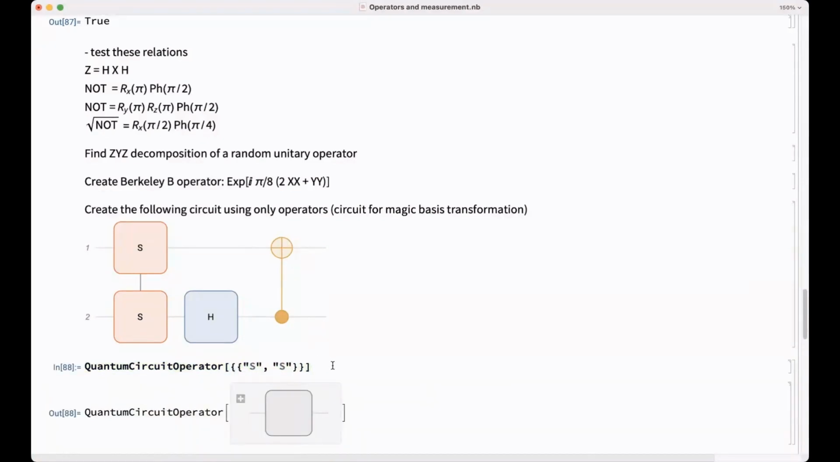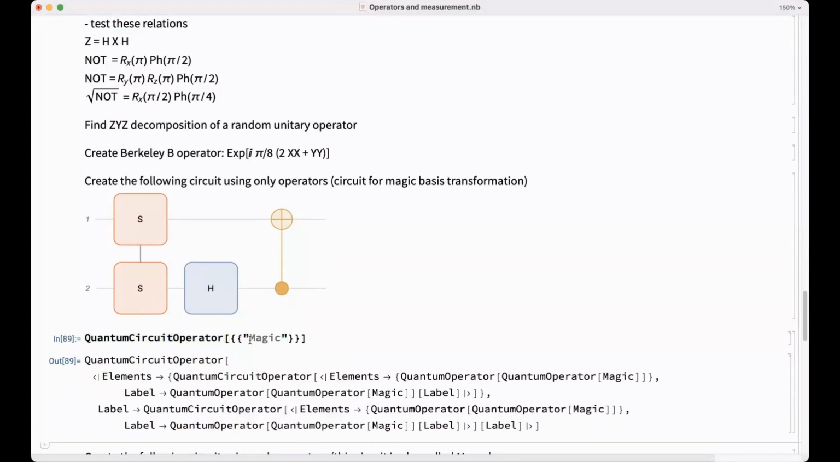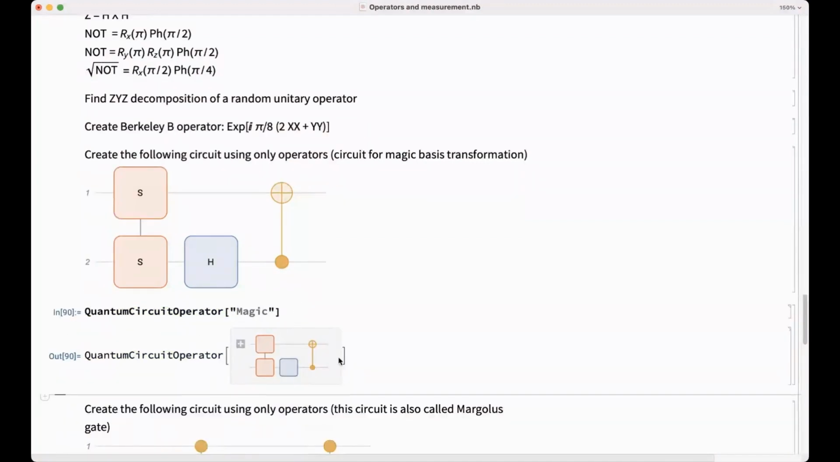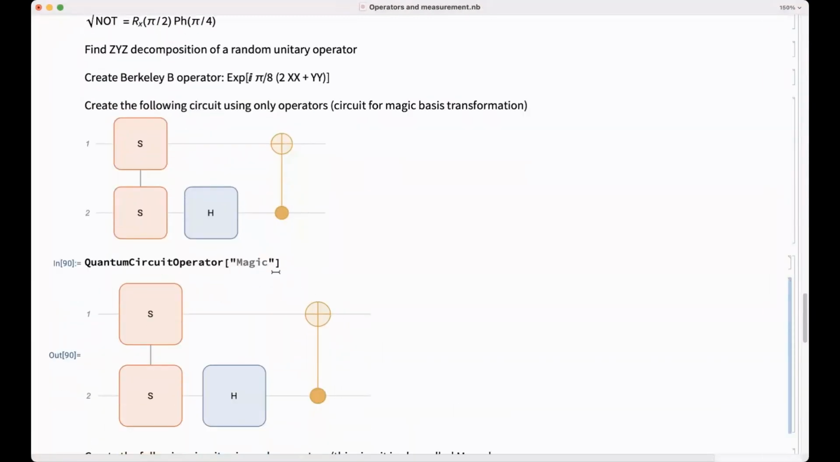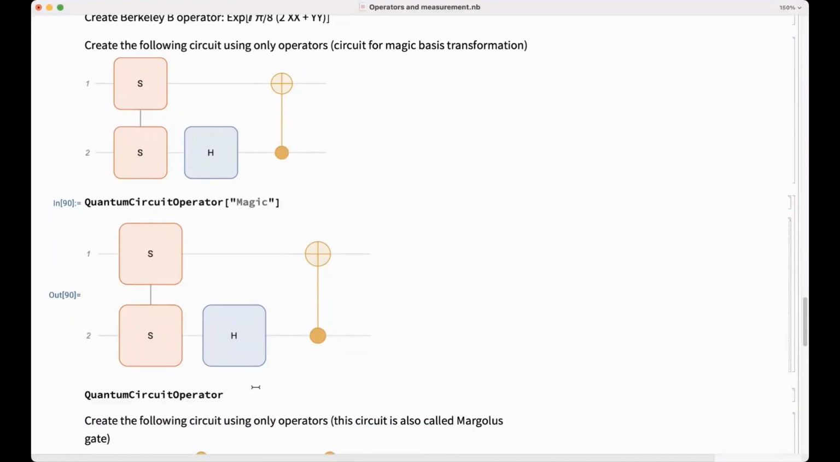Let's see how the magic gate looks as a circuit. It's just parentheses, everything. Actually, having that connection there is kind of confusing. So we just say that the connection between the two S gates, we are going to take care of that. But anyhow, let's see what we have there.